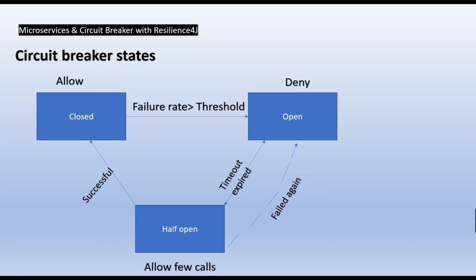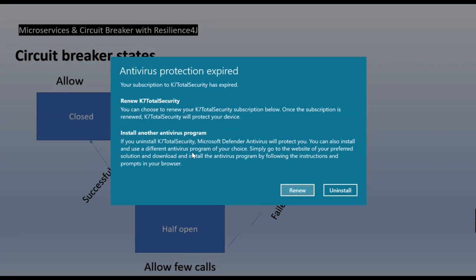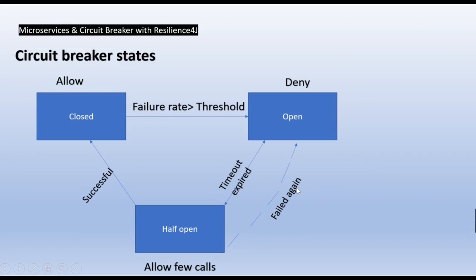This is about microservices with circuit breaker and Resilience4J and circuit breaker states. In the upcoming session, we will see how to write the programming for this circuit breaker. Whatever we discussed as part of theory, we need to write as programming. So that we will see in the next session. Till then, thank you.